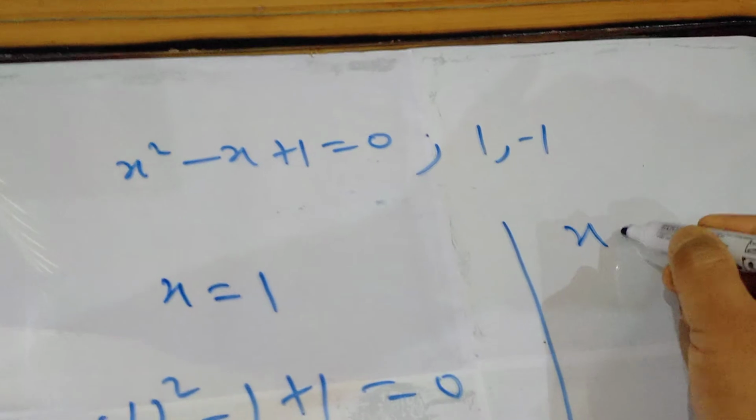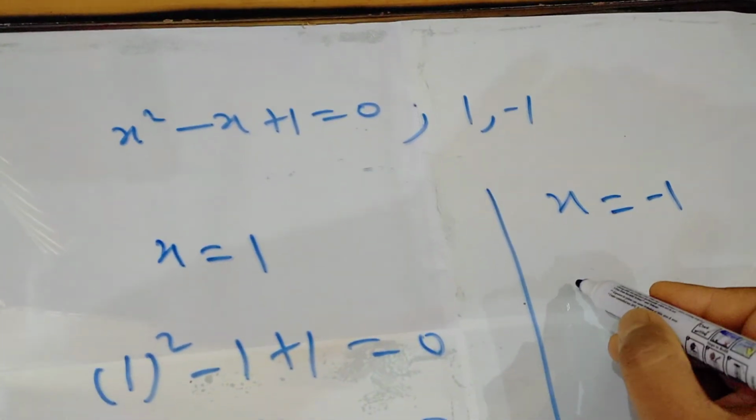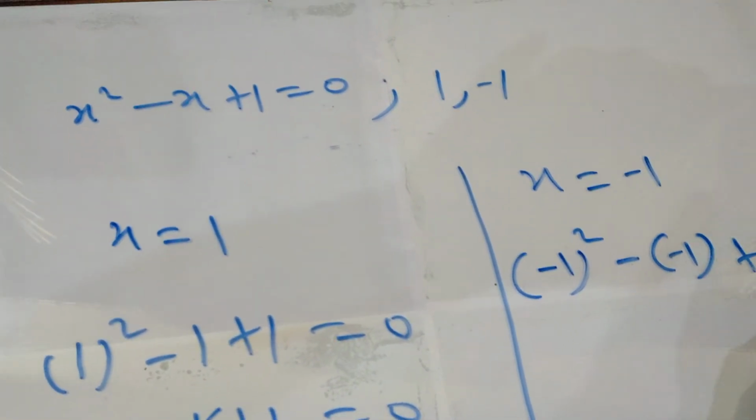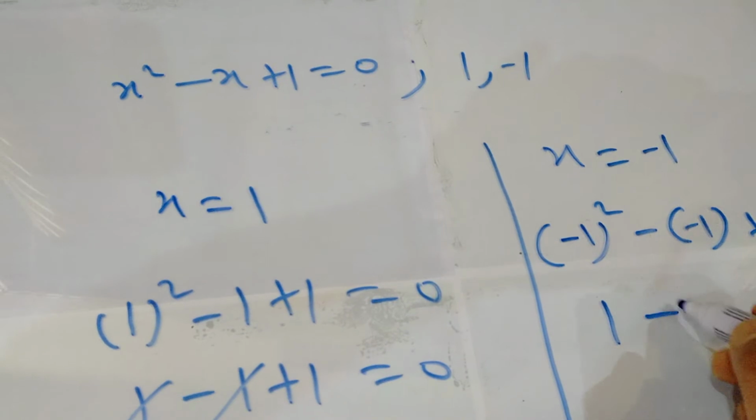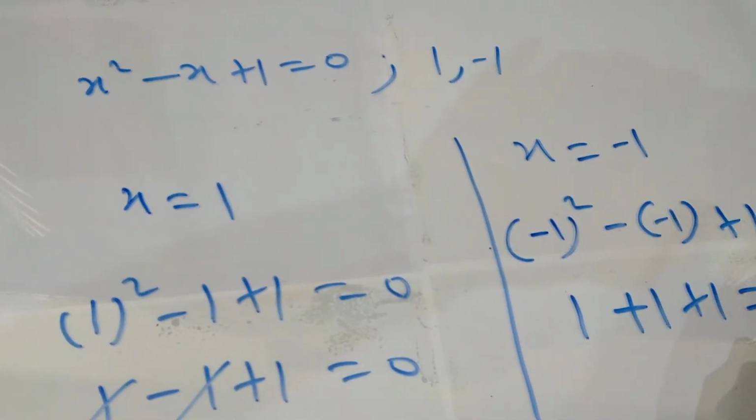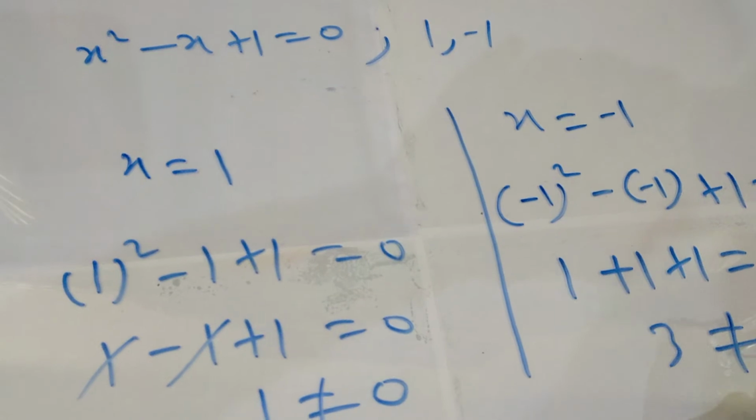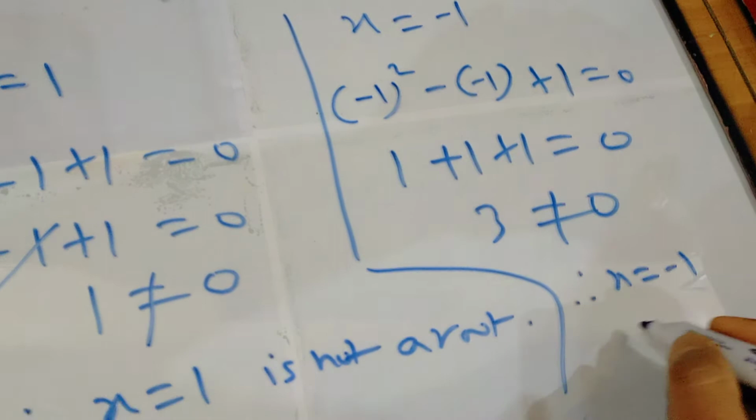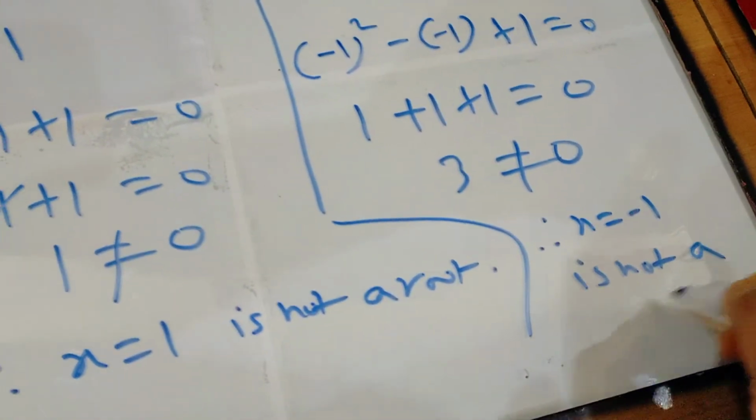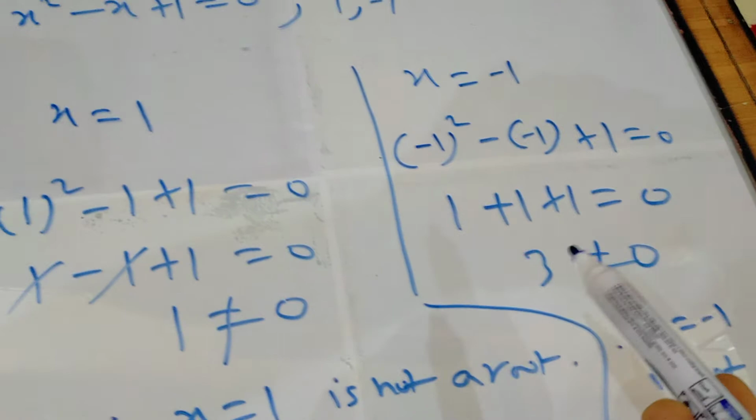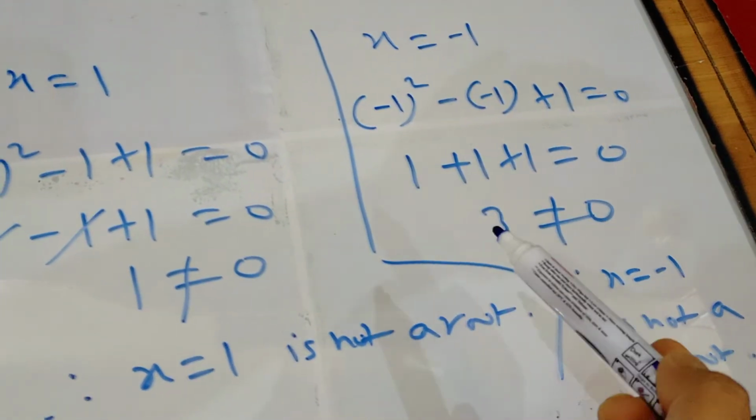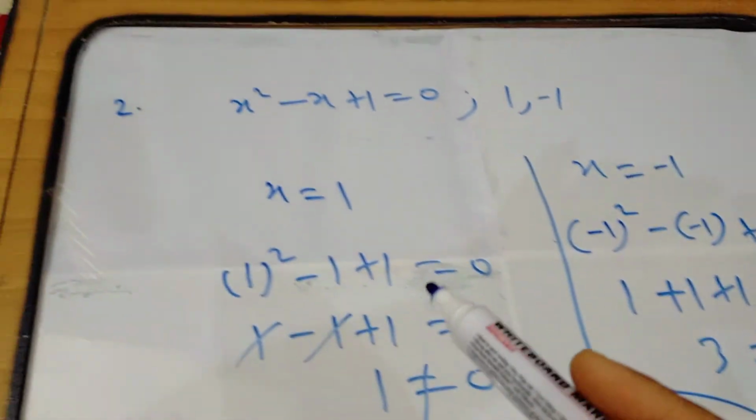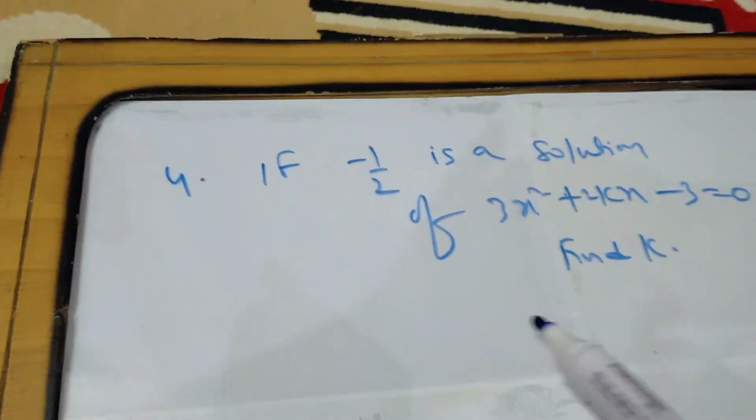We have to check x is equal to minus 1. So minus 1 whole square, minus 1 plus 1 equal to 0. Minus 1 whole square is 1, plus 1, plus 1 equal to 0. Here it is 3, which is not equal to 0. So therefore x is equal to minus 1 is not a root. Okay. So if left side is equal to right side, then we can say it is a root, but here left side is not equal to right side, so we can say these are not roots. So this is the second question. Now look at the next question.